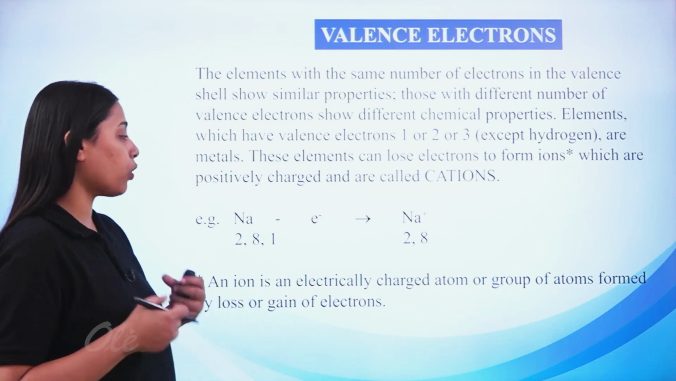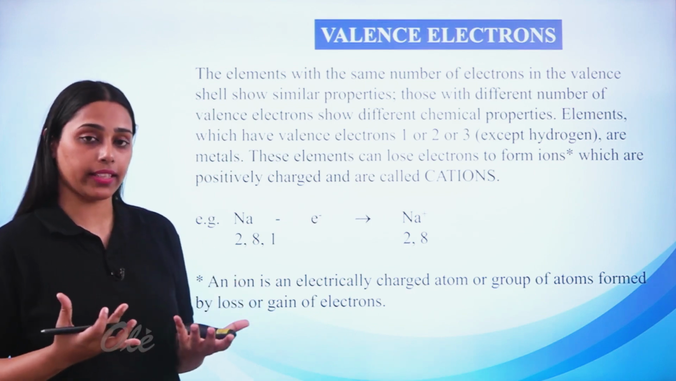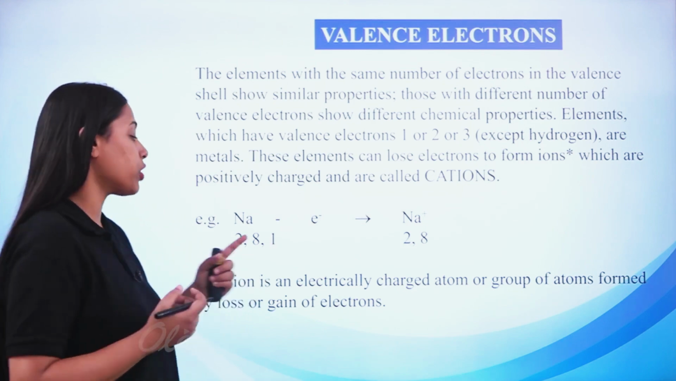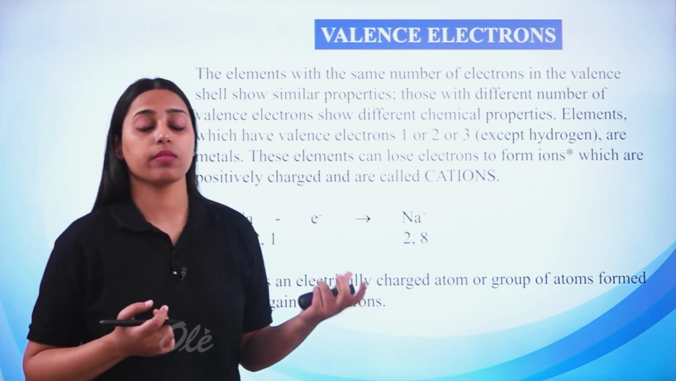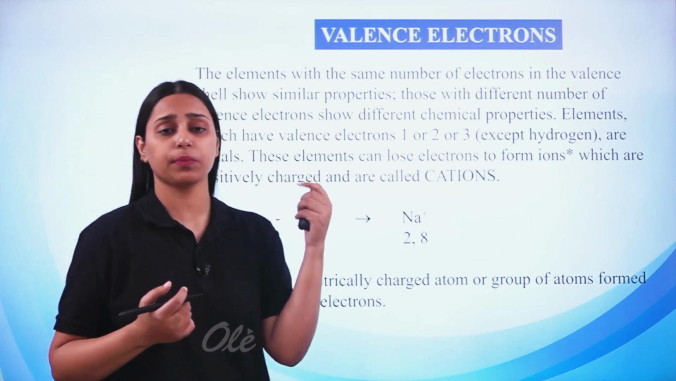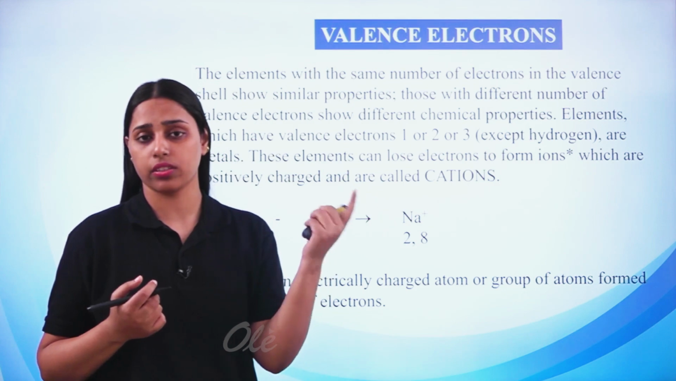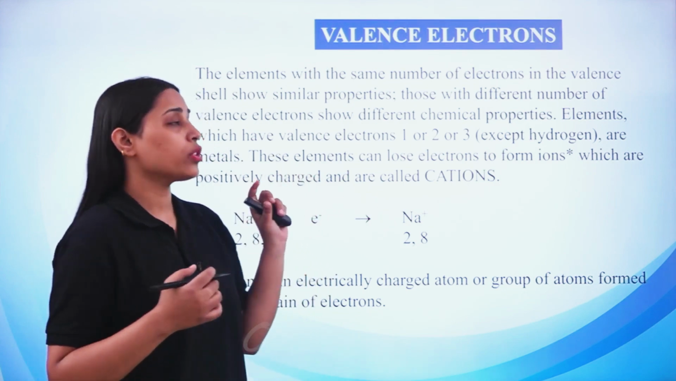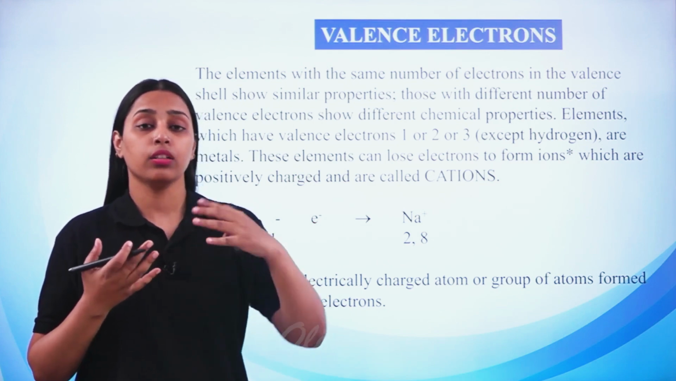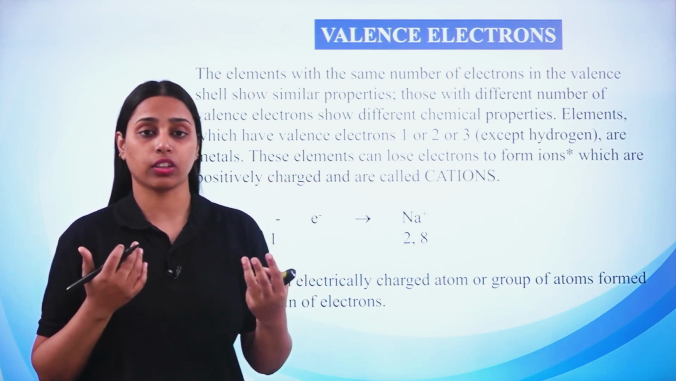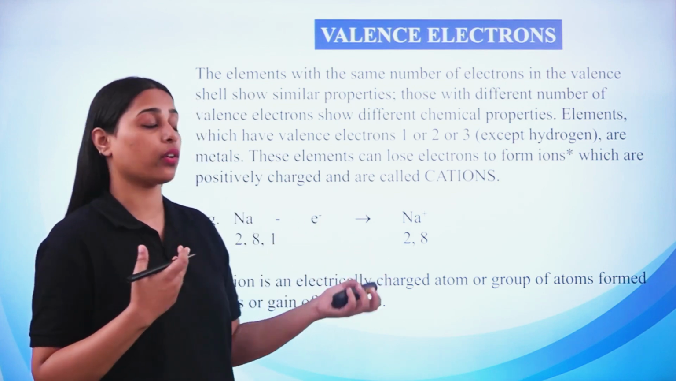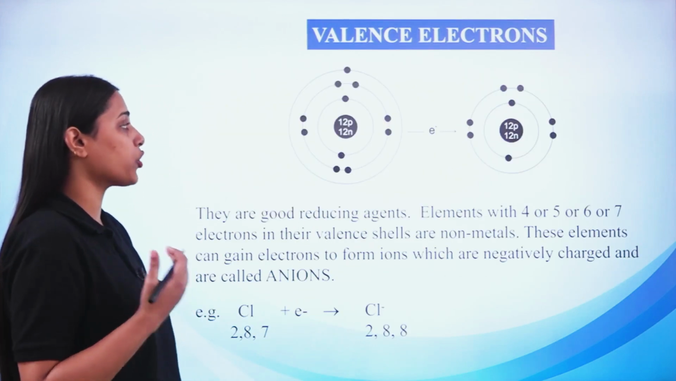An ion, if we define it, is an electrically charged atom or group of atoms which is formed by loss or gain of electrons by a respective element. Elements will show different chemical properties because of the presence of different valence electrons, right? That is what is written here. By this we mean simply that they will prefer loss or gain or sharing of electrons in different manner in respect to elements having different valence electrons. So that is why their chemical behavior changes.